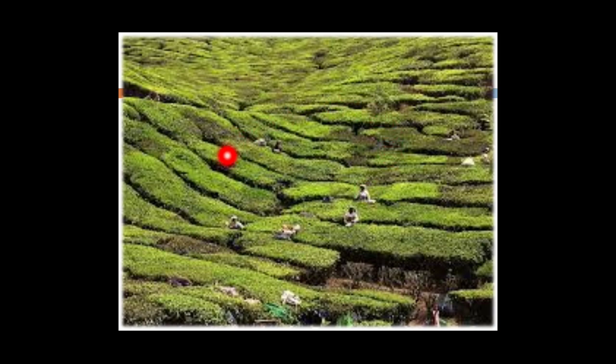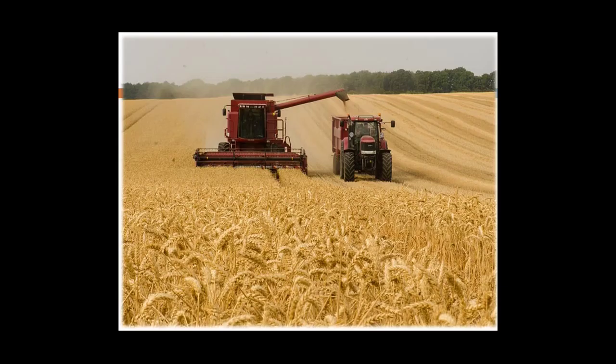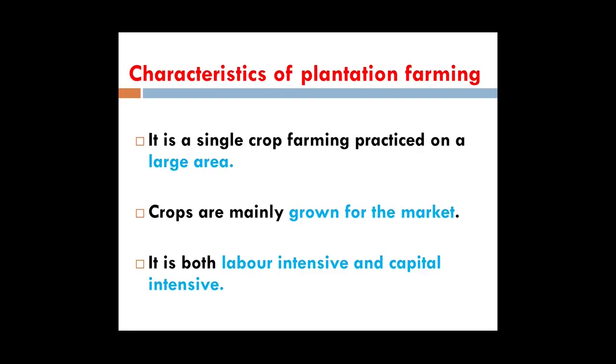This is the picture of a tea plantation. These farms are highly mechanized. Characteristics: it is a single crop farming practice on a large area. Crops are mainly grown for the market, and it is both labor intensive and capital intensive, meaning laborers are required, like in the picture of the tea plantation I just showed you. So many laborers are required to pluck the tea leaves, and it is also capital intensive because a lot of money is required to maintain the tea estates. A lot of care has to be taken of the tea plantation, otherwise the production will be hampered.